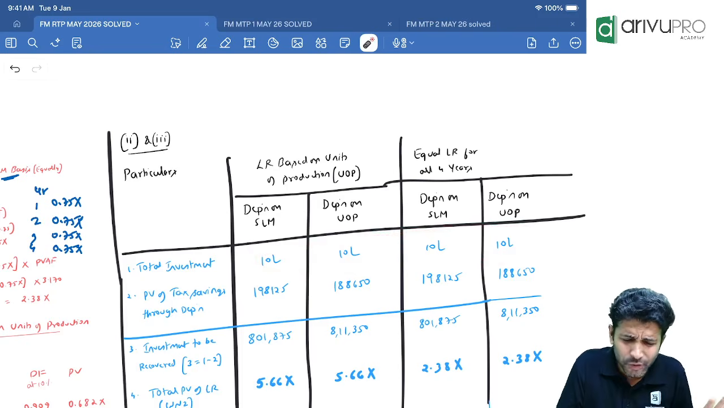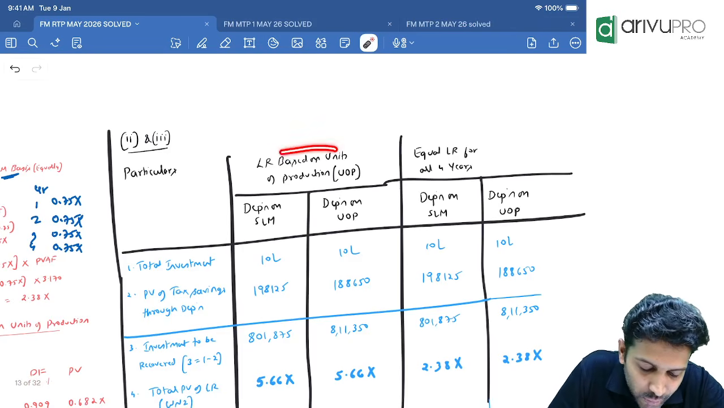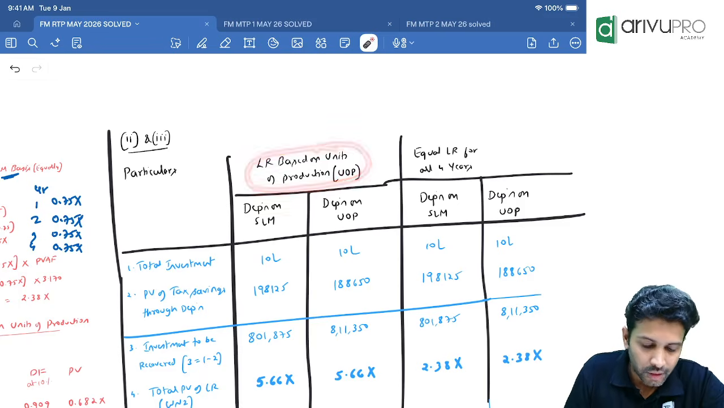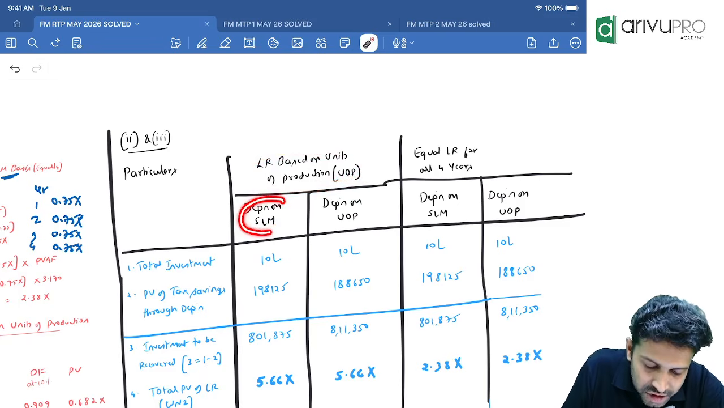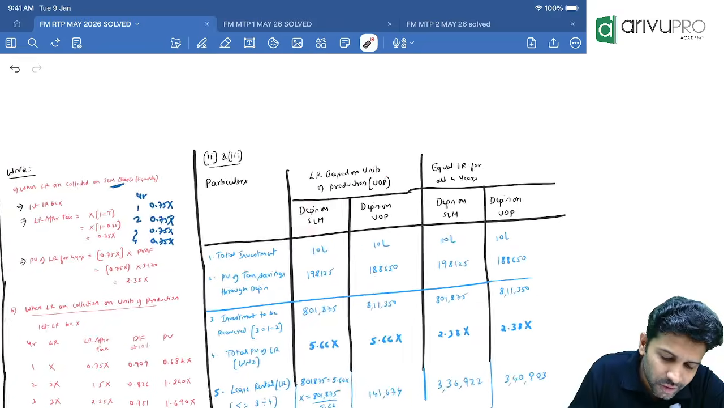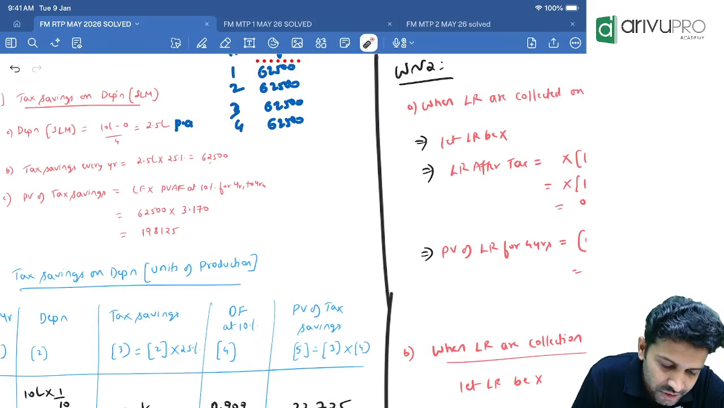Now this, if you figure out this, it's very easy. If you put up the table. Now check. Don't forget the heading. What is the heading? Lease rental based on units of production. Okay. And depreciation is on what now? SLM. Now if you're claiming depreciation on SLM basis means you already got some benefit. What is the benefit you will get when you charge depreciation on SLM basis?